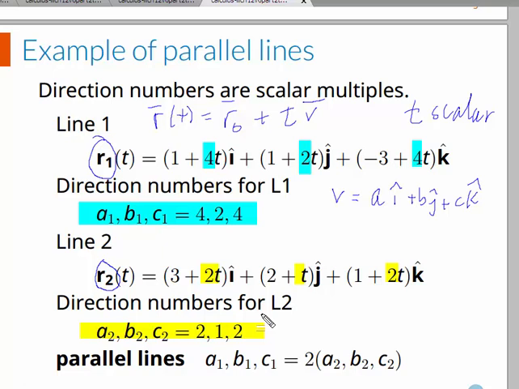Now, if the direction numbers for the first line and for the second line are scalar multiples of each other, then the lines are parallel, because that just means they're in the same direction, just longer or shorter, right? And we see here that they are, in this case, the scalar is 2. It could even be a negative number. It doesn't matter if the vector is pointing one direction or the other, as long as the direction numbers are scalar multiples of each other. So having eliminated those, now we can go into the procedure for the skew lines and the intersecting lines.